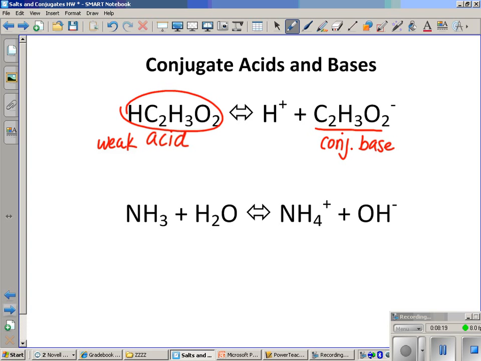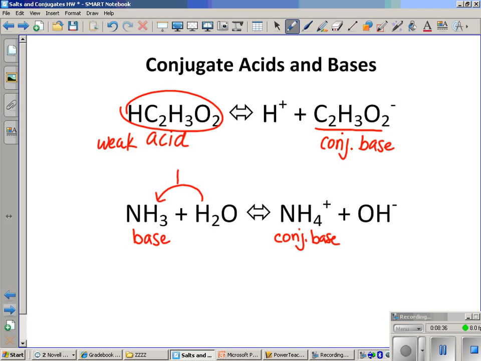That doesn't make sense. It's the resulting solution. This right here, you may not identify right away as being a base. You're going to get more familiar with NH3 in this unit, but it is a base. Okay, having said that, the conjugate acid for this base is NH4+.